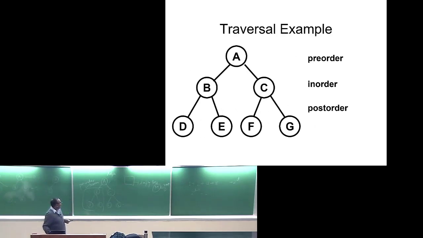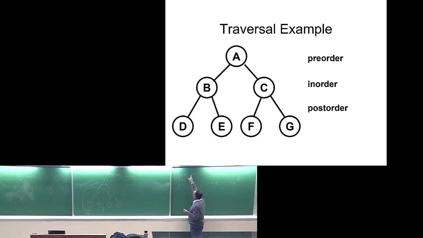Let's traverse this tree, okay? A, B, C, D, E, F, G. Yes, I have this tree over here, so I won't have to draw that again. So how do we do the pre-order traversal? When we say pre-order, in-order or post-order, this refers to the root.